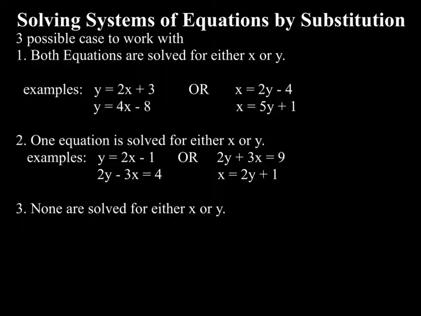Case three is when none of them are solved for either x or y. Basically, you'll have something like this one from case two, and another one like this one from case two. When you have two of them like that, what's known as standard form, there is a different way to solve. You would not really want to use substitution, but I will talk briefly about how to solve it by substitution if you absolutely must.